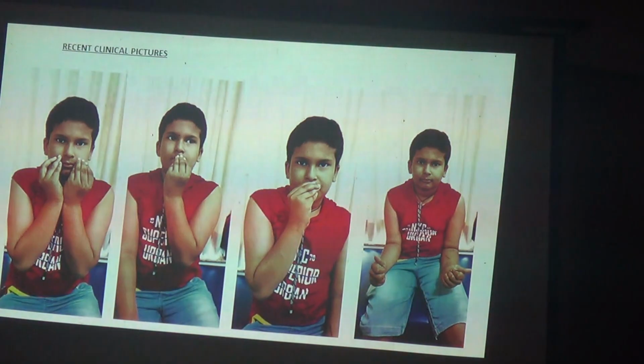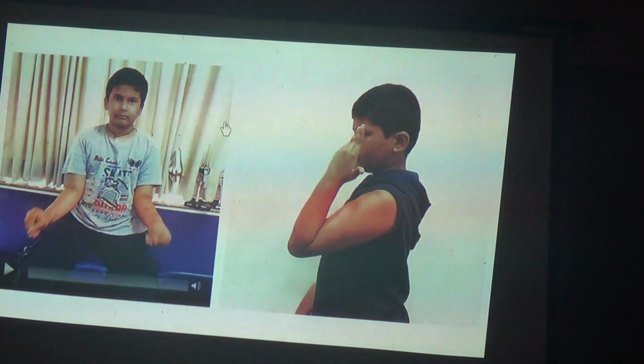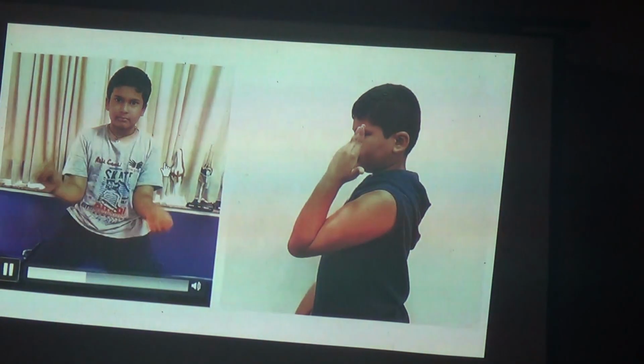Again at 40 degrees. So from 40 degrees supination, it is easy to get the wrist down by just moving the shoulder. This was 30 degree position. Supination, 70 degrees. 40 degrees. But see, he is able to do everything. I hope this video works. He is able to eat.